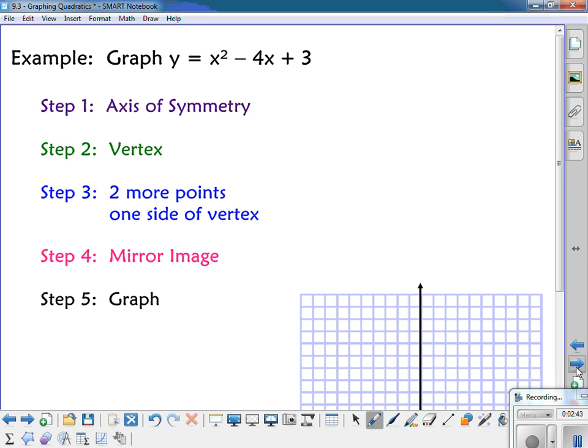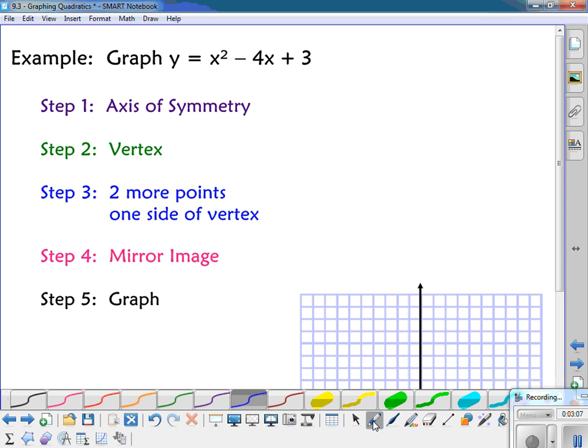So here's an example. We're going to graph y equals x squared minus 4x plus 3 using the axis of symmetry. So step 1, we're going to find the axis of symmetry. Step 2, we're going to find the vertex. And then we find 2 more points on one side of the vertex, and we use the fact that it's a mirror image, that it's symmetrical, to graph it.